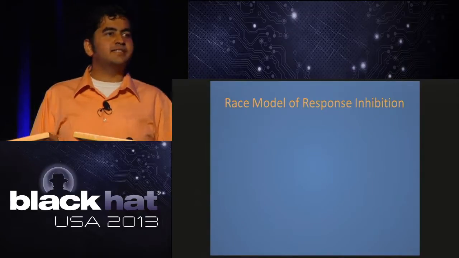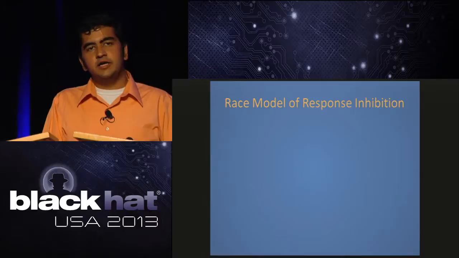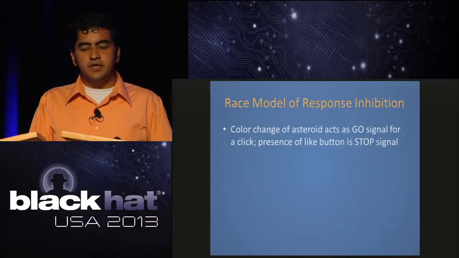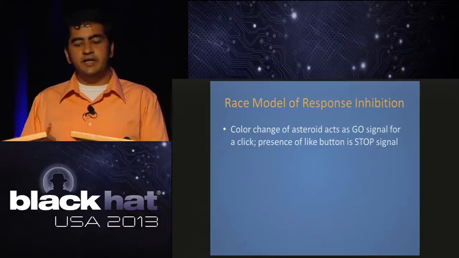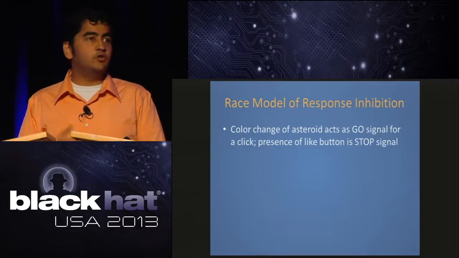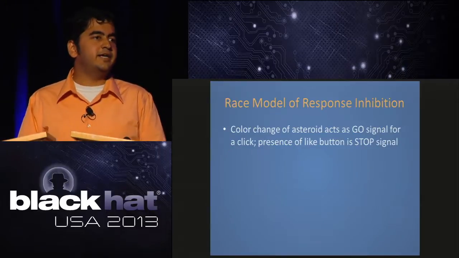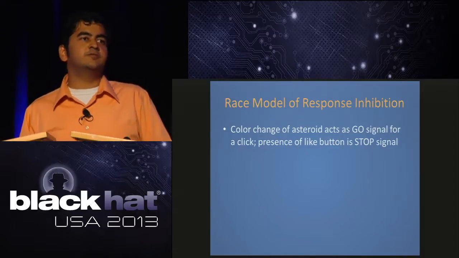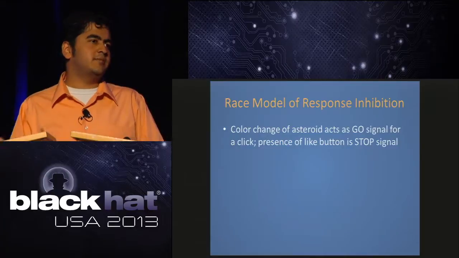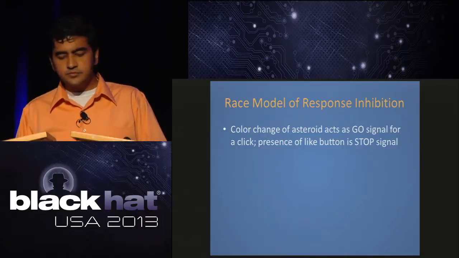To understand what is happening here, we use a model of response inhibition called the race model. The idea is that the color of the asteroid changing to red is a go signal for the user to click, right? As soon as the user has been trained, as soon as the asteroid turns red, do a click. But the presence of the like button is a stop signal. As soon as the user sees the like button, the user is surprised and wants to cancel the click.